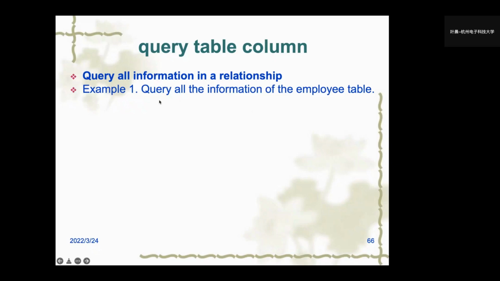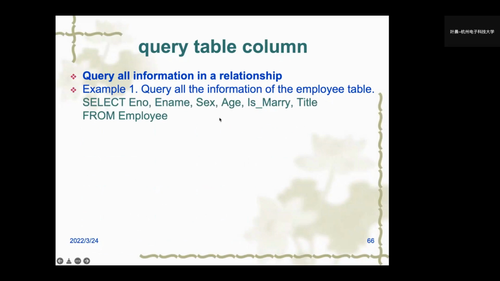So first, if you want to query all the information of the employee table, it means table 1, we can see we just select the ENO, name, sex, age, is married, title, and these are all the attributes of the table employee. So if you want to query all the information in the employee table, you just need to write all these attributes, all these columns in the employee table.